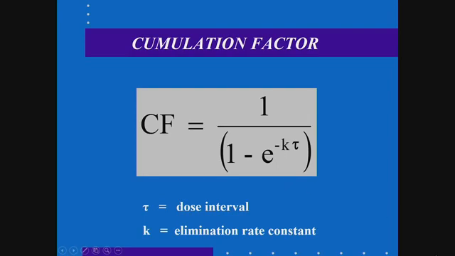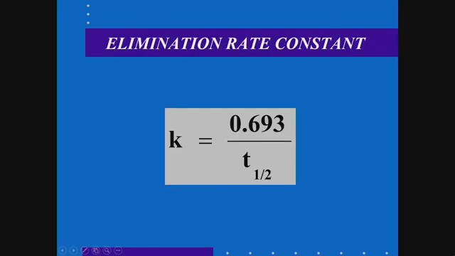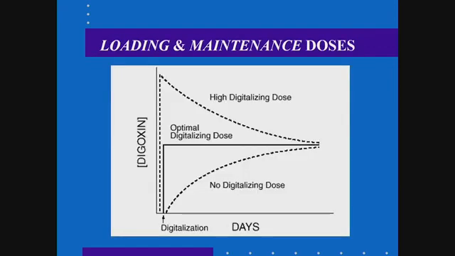Now, you can find the derivation of this and other equations in your textbook. And once again, the elimination rate constant that we showed in the equation for the accumulation factor is estimated as the natural logarithm of 2 divided by the elimination half-life. Now, let's see graphically what happens in 3 different situations here.